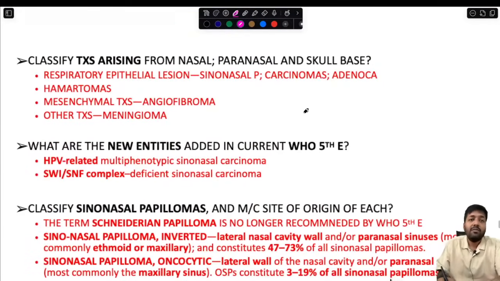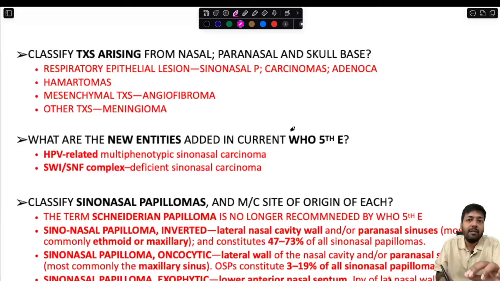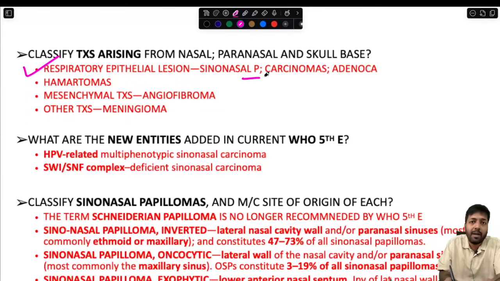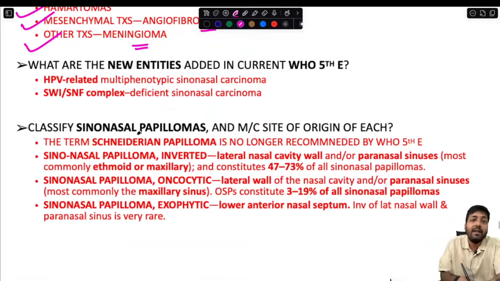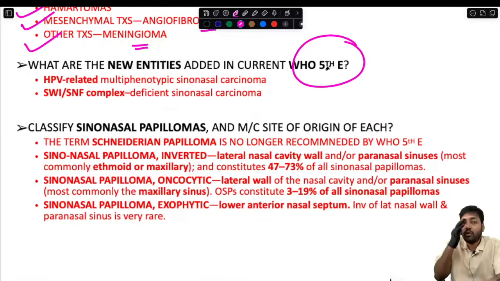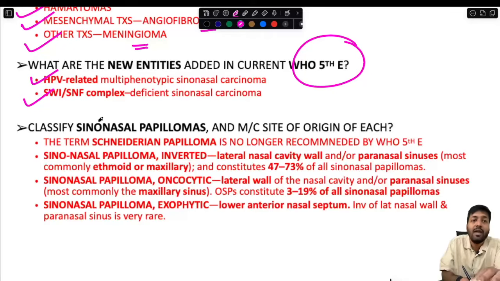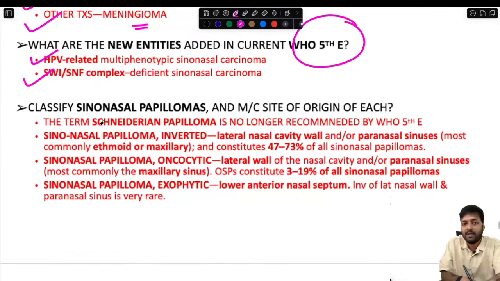Classify the tumors arising from the nasal, paranasal and skull base. They are divided under 4 main headings. Number 1 is the respiratory epithelial lesions, under which you have subheadings like sinonasal papillomas, carcinomas and adenocarcinoma. Then you have hematolymphoid tumors, mesenchymal tumors like angiofibroma, then other tumors like meningioma. Now what are the new entities added in the current WHO 5th edition in this topic? HPV-related multiphenotypic sinonasal carcinoma, and the other new entity is SWI/SNF complex-deficient sinonasal carcinoma.